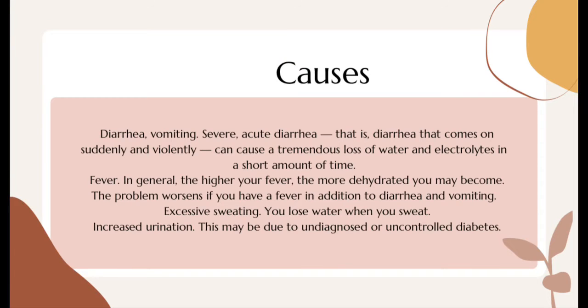Causes of dehydration. Sometimes dehydration occurs for simple reasons. You don't drink enough because you're sick or busy, or because you lack access to safe drinking water when you're traveling, hiking, or camping. Other dehydration causes include diarrhea and vomiting. Severe acute diarrhea, that is, diarrhea that comes on suddenly and violently, can cause a tremendous loss of water and electrolytes in a short amount of time. If you have vomiting along with diarrhea, you lose even more fluids and minerals.